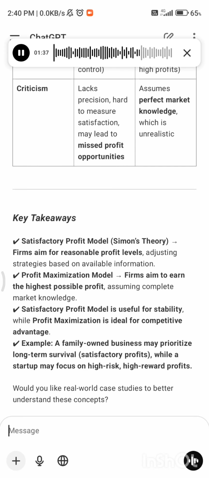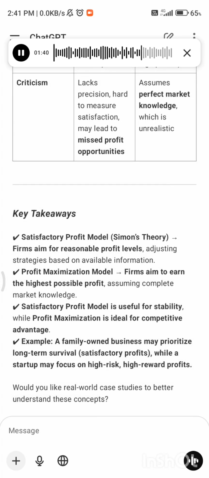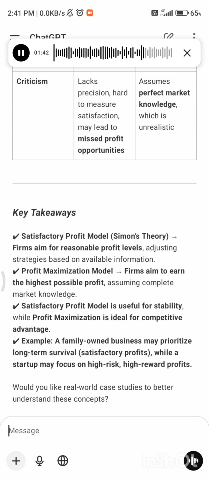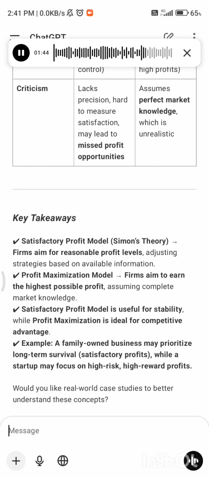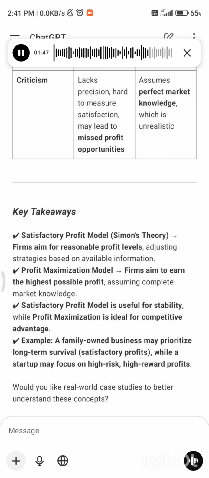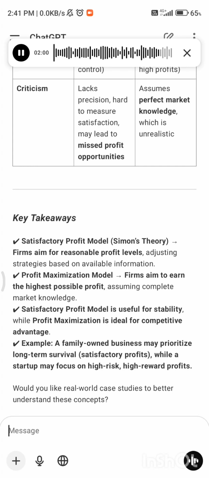Key takeaways. Satisfactory profit model, Simon's theory: firms aim for reasonable profit levels, adjusting strategies based on available information. Profit maximization model: firms aim to earn the highest possible profit, assuming complete market knowledge. Satisfactory profit model is useful for stability, while profit maximization is ideal for competitive advantage. Example: a family-owned business may prioritize long-term survival and satisfactory profits, while a startup may focus on high-risk, high-reward profits.